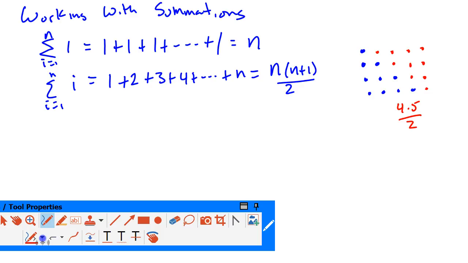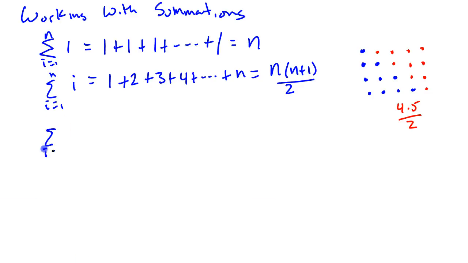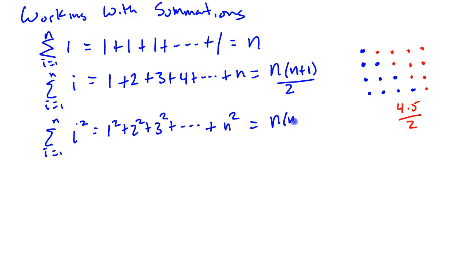Okay. Now, next one. The sum i equals 1 to n of i squared literally means 1 squared plus 2 squared plus 3 squared plus and so on all the way up to n squared. This one's much less obvious. It's n times n plus 1 times 2n plus 1 all over 6. Let me see if I can show you a quick proof of that.